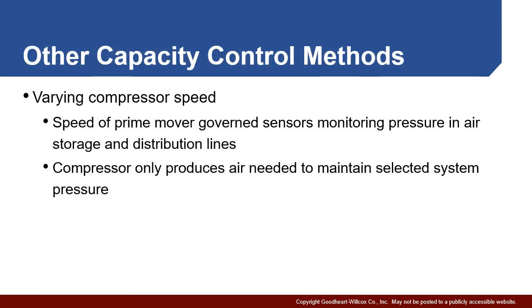Another way we can vary the output is by varying the compressor speed. If you speed up the prime mover or decrease the prime mover, you're going to get less flow. This does require relatively complicated controls and obviously a variable speed motor. This is not often done in small units, but can be done in larger central units. The whole idea of this is to only produce the necessary air for the system. So this is one of the most efficient ways, but it does require the highest level of control.